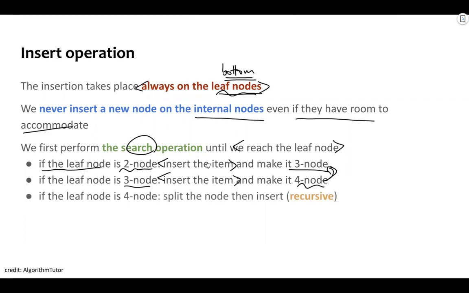And if the leaf node is a 4 node, then we cannot add more items to this node. What we are going to do is split this node and then insert. And this could be recursive. I'm going to show you why it could be recursive in the following slides.